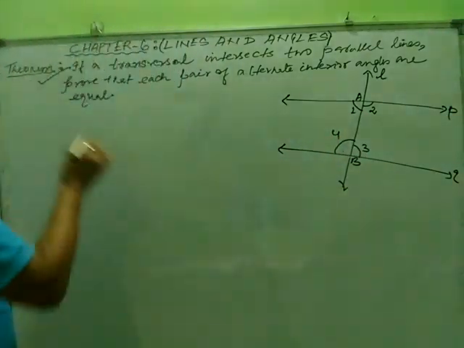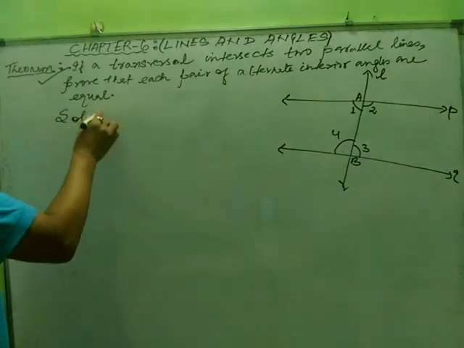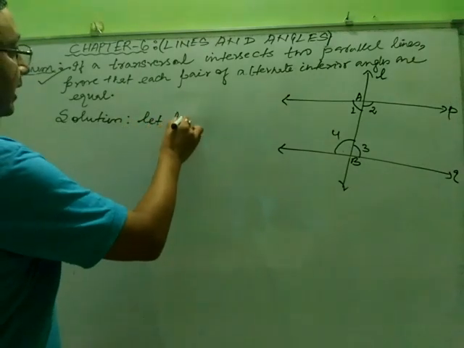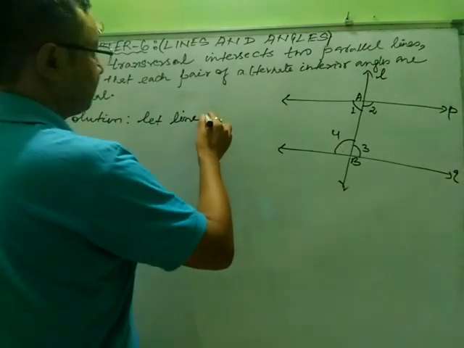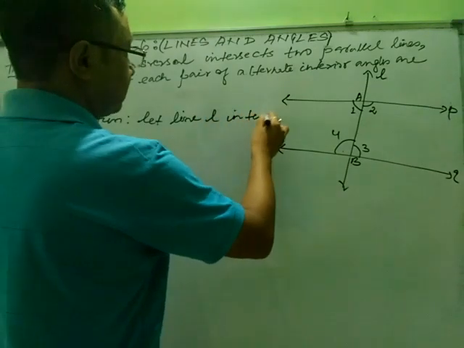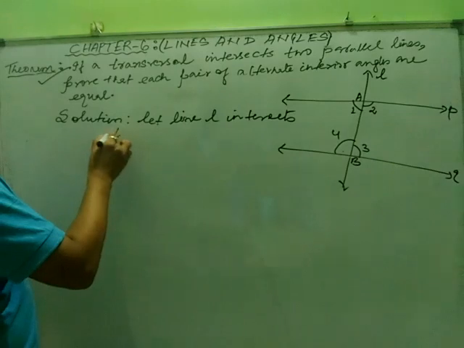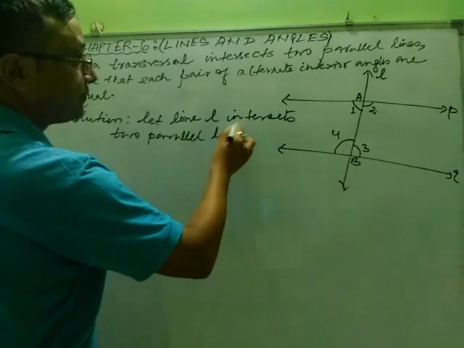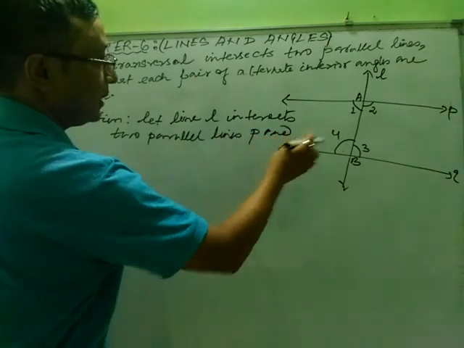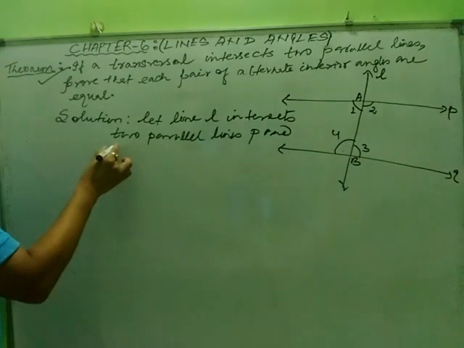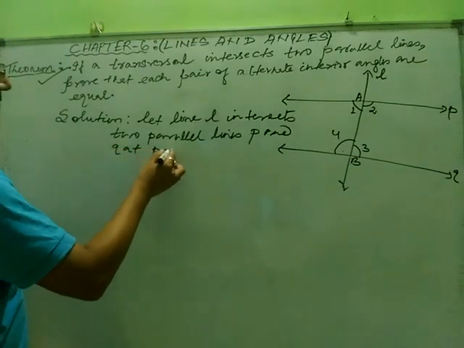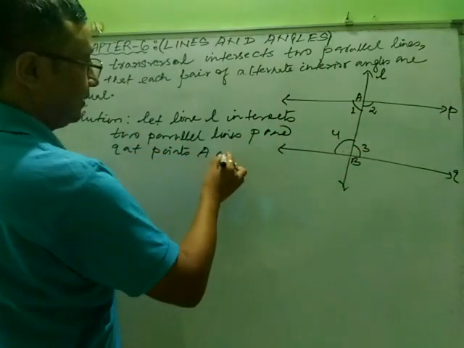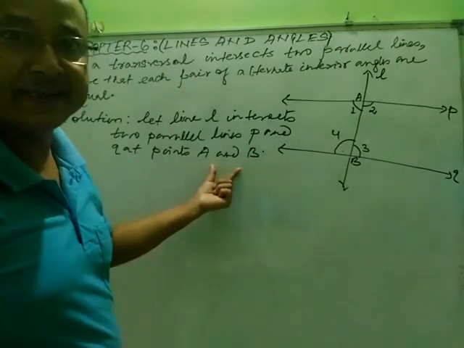So now, let line L intersect two parallel lines P and Q at points A and B. So this one is given.